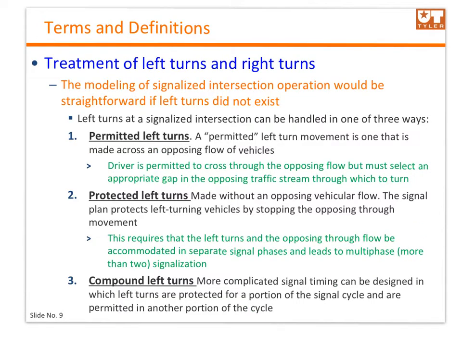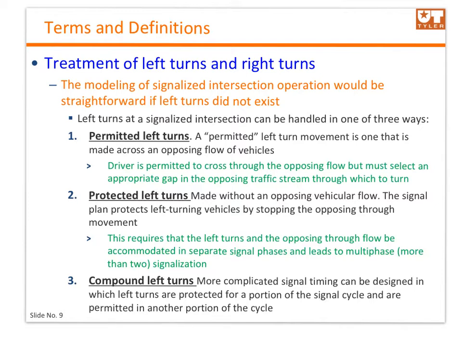Now when it comes to how we treat left turns and right turns at any intersection, the modeling of any signalized intersection operation would be a straightforward process if left turns did not exist. But as we all know, left turns exist, and in so many cases we desire to take a left turn at an intersection, and those left turns at any signalized intersection can be handled in one of the three following ways.